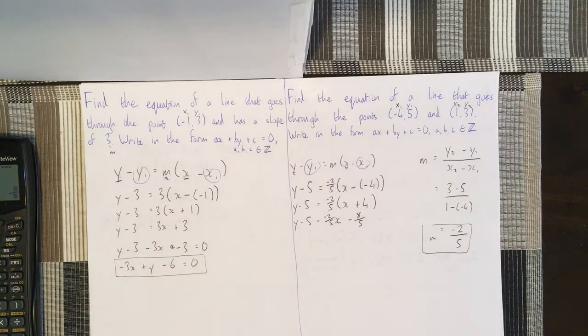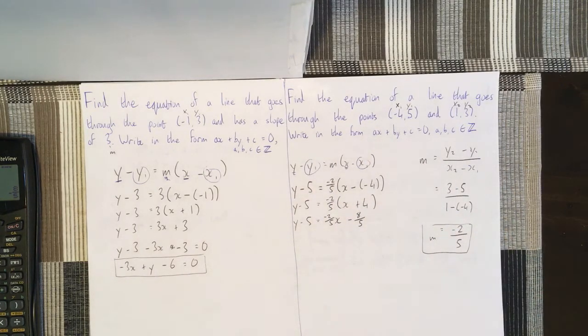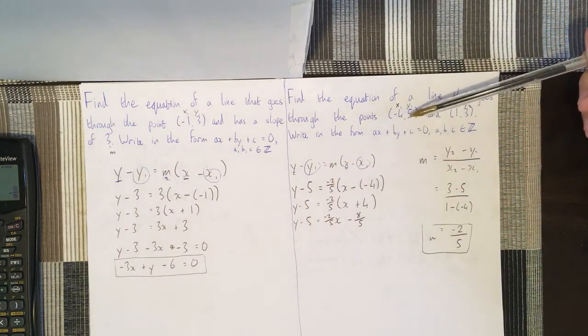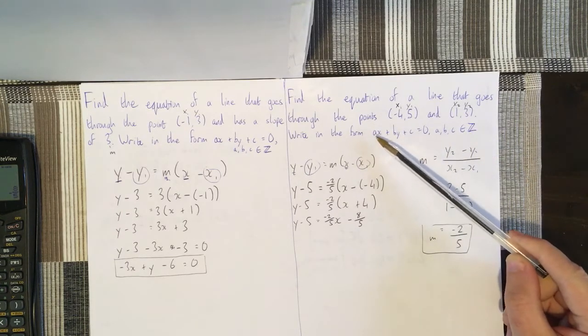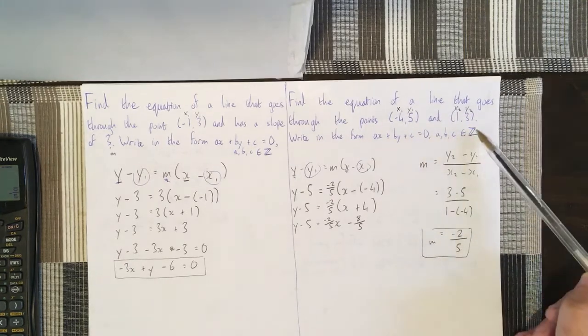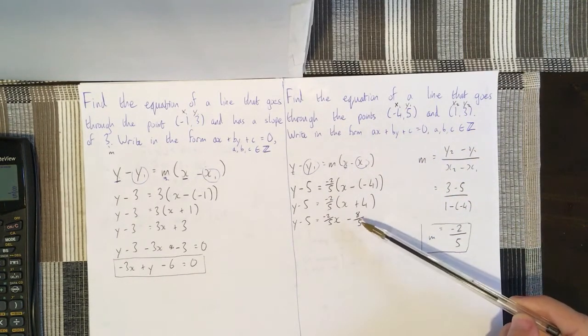I'm almost done here. So this is again where this final line actually becomes important. Write in the form ax plus by plus c. So it wants me to move everything over to the left hand side. But what else does it say? It says a, b, and c are elements of Z. So the numbers in front of my a, my b, and the number on its own have to be integers. They have to be whole numbers. I've got fractions here. I do not want fractions in my answer.